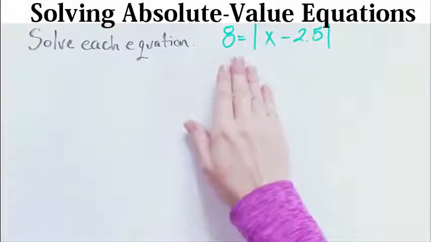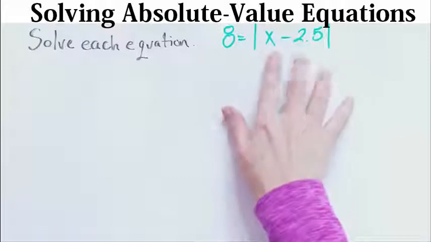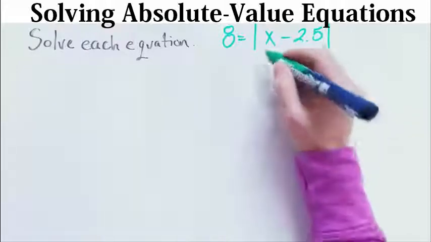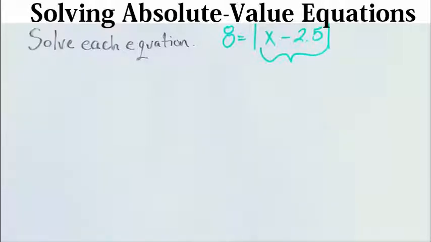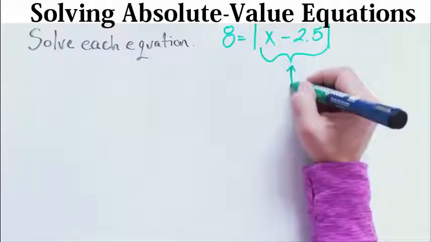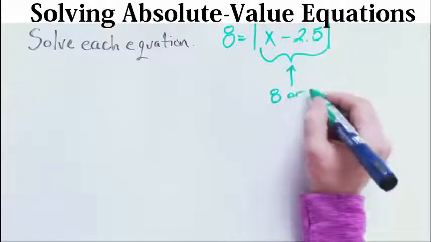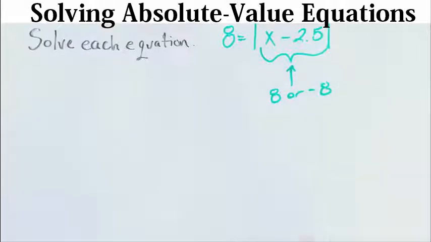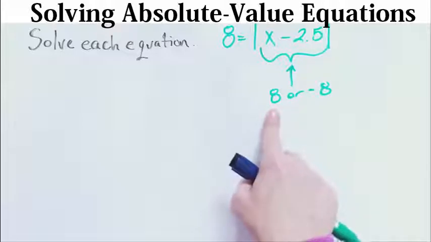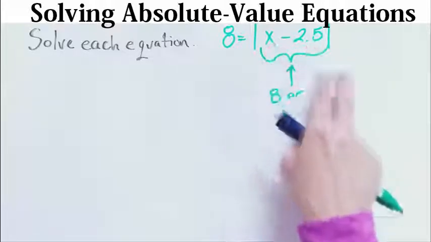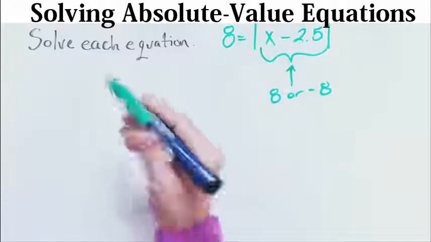Now I have the problem 8 equals the absolute value of x minus 2.5. What number, if I were to place it in here, would be 8 away from 0? So this number right in here could have been 8 or it could have been a negative 8. So whatever is in here, we set it equal to 8 and then solve, and then whatever was in here, set it equal to negative 8 and then solve. So we have two cases.